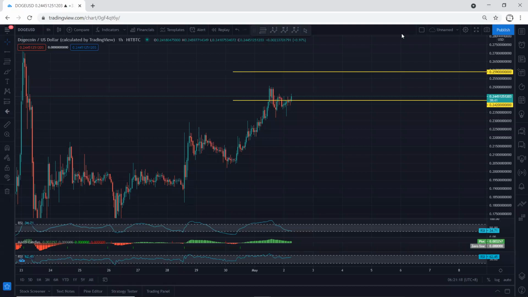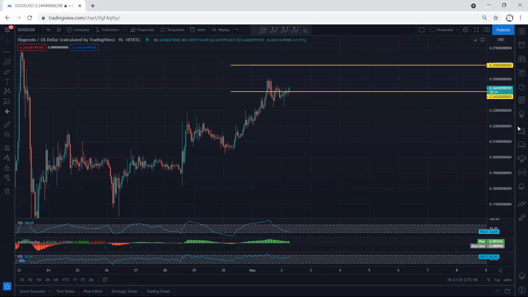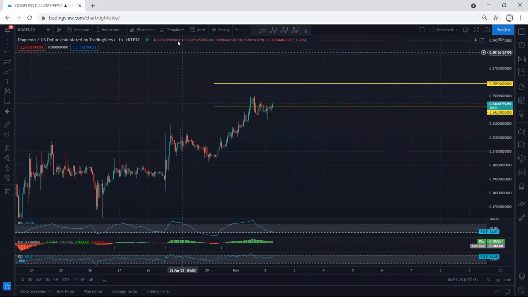We start with the 1 hour chart. I want to give a quick update. First of all, if we refer to our analysis, we have been looking for buy, and this is what we get. This is the first target the price can take, which is 0.242.